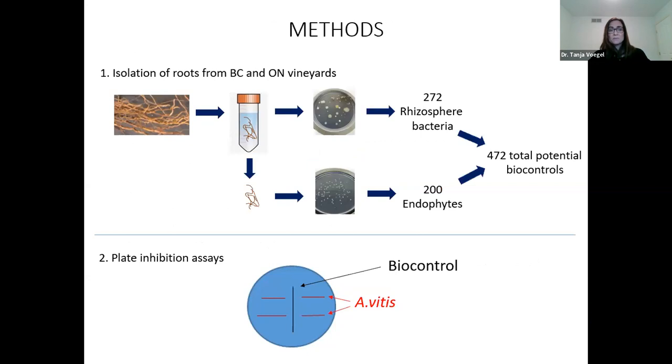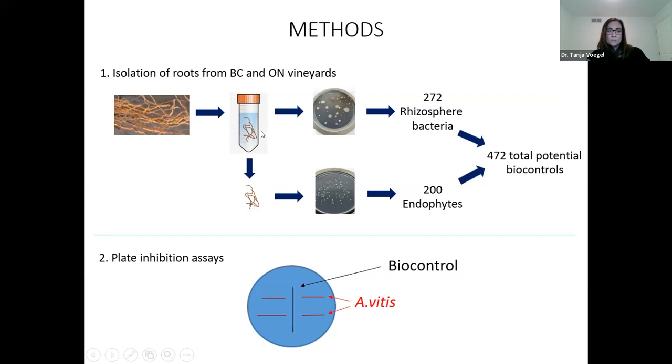Nonetheless, we were still trying to identify our own biocontrols. And we did that by visiting vineyards and looking for escaped vines. So escaped vines are vines that are disease-free, but are otherwise located in a vineyard that shows disease symptoms. So soil containing root was sampled, and the roots were then washed in a solution, and this solution was plated on the plates here. And each of those dots is a colony of different bacteria that we can then isolate. And with that method, we isolated about 272 bacteria from the rhizosphere.